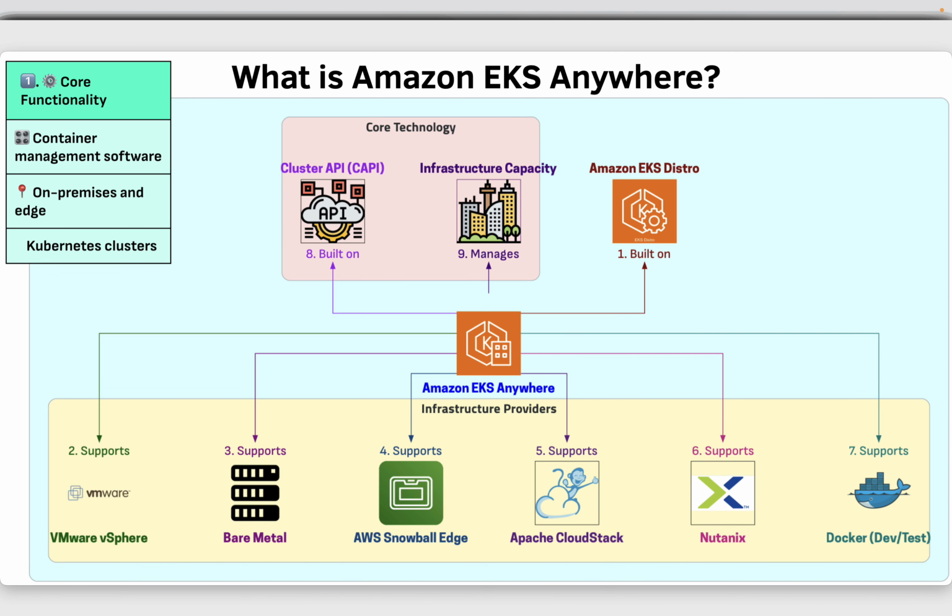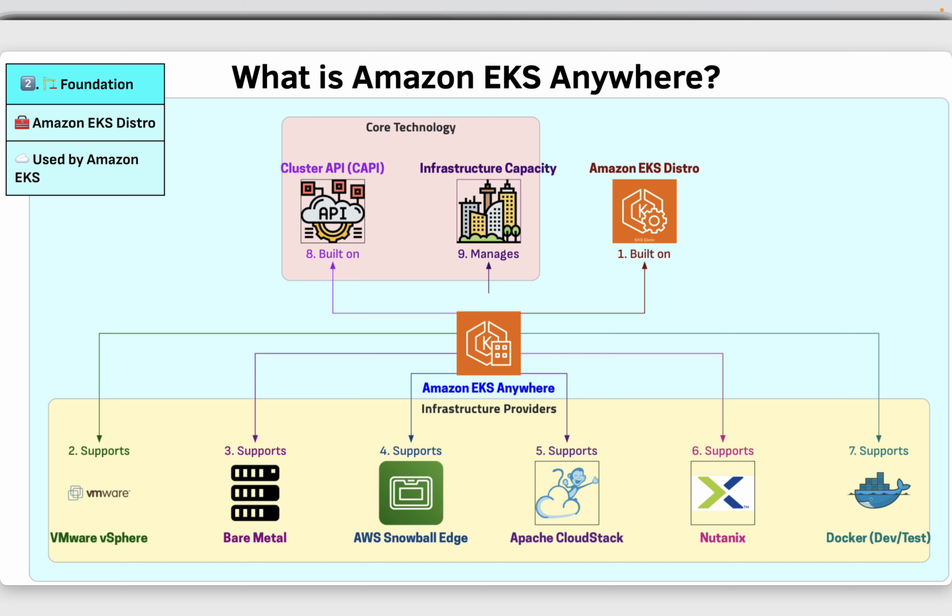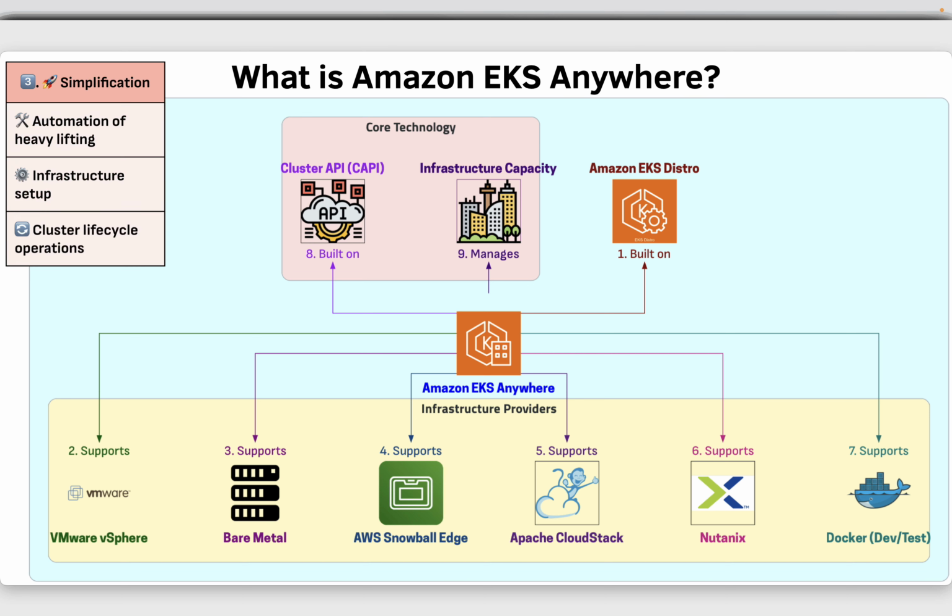So what is Amazon EKS Anywhere? Amazon EKS Anywhere is a container management software that simplifies running Kubernetes clusters on premises and at the edge. And EKS stands for Elastic Kubernetes Service. It is built on Amazon EKS Distro, the same Kubernetes distribution used by Amazon EKS in the AWS Cloud. EKS Anywhere simplifies on-premises Kubernetes management through automation of infrastructure setup and cluster lifecycle operations.